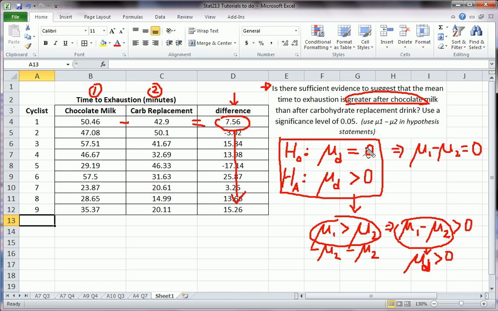Okay, and once we have this statement clearly set out, we should always include our level of significance with that statement. So let me box this in as well. And that is an appropriate hypothesis statement for the objective of this example. Now let's get to actually doing the work.